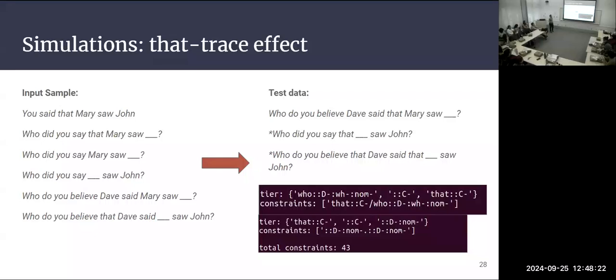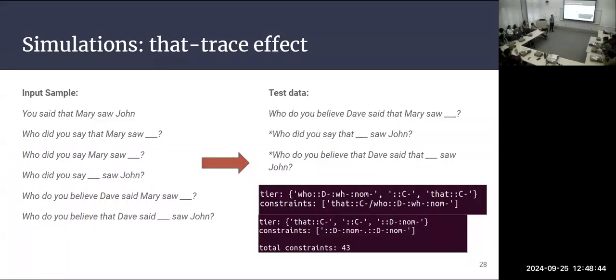But it's also able to say this sentence, which it certainly never saw because it only trains on positive data. Who did you say that saw John? That's bad, that's no good. So it rules that out. And it also rules out this longer sentence, who do you believe that Dave said that saw John? Also out for the same exact reason. And it's this constraint that's doing that ruling.